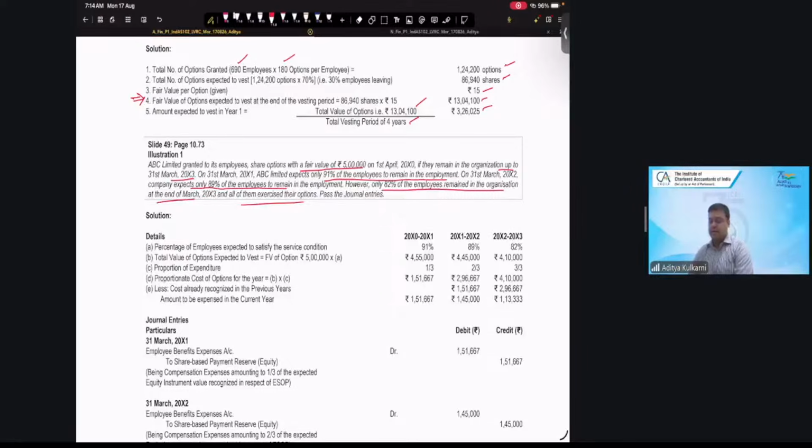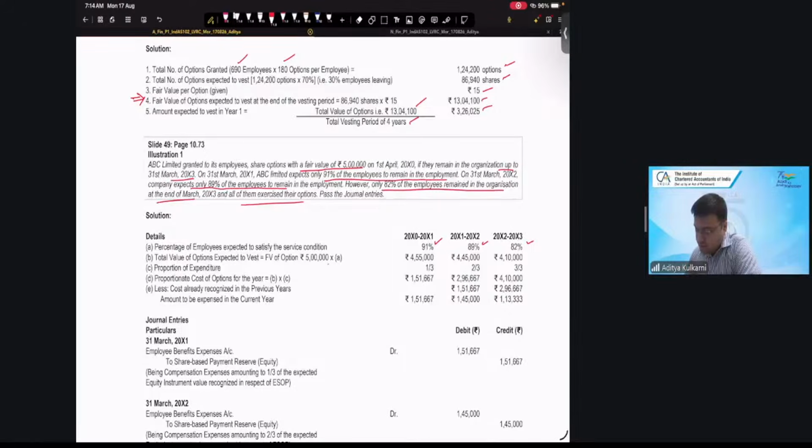Task: the journal entries. Okay. So you start off with 91%, then you see that 89% will be there and then 82%. Can this change? Answer is yes. This is a change in accounting estimate, which is absolutely normal under your Ind AS. Okay. So that becomes your understanding. So I have percentage of employees 91, 89, 82.